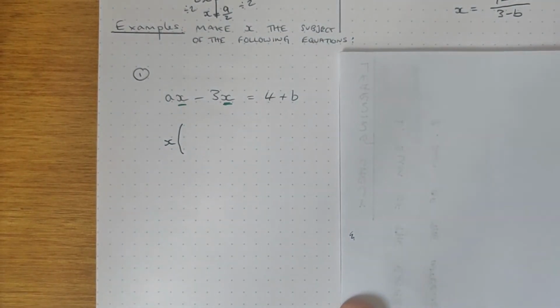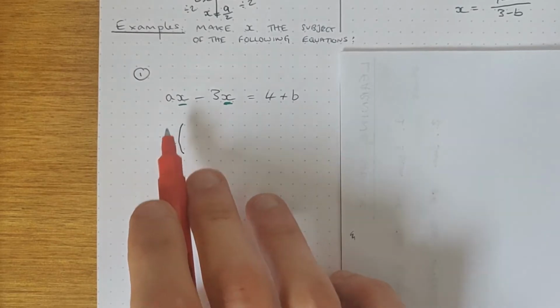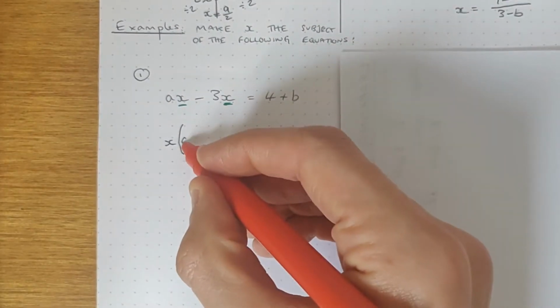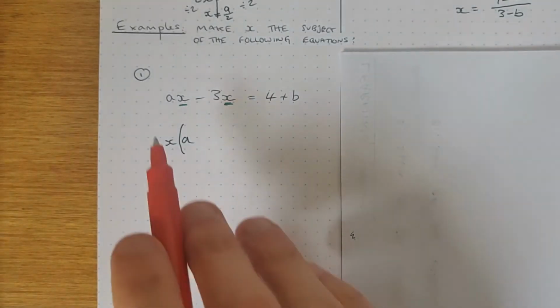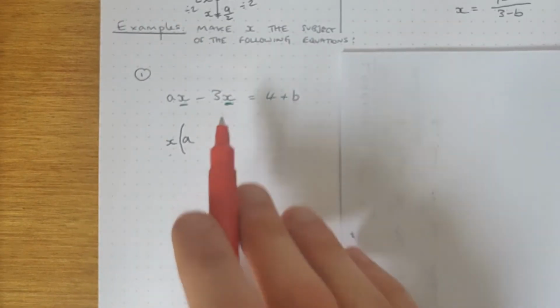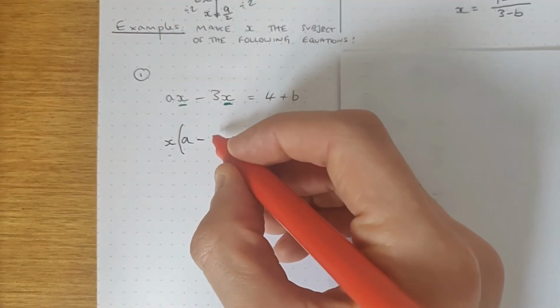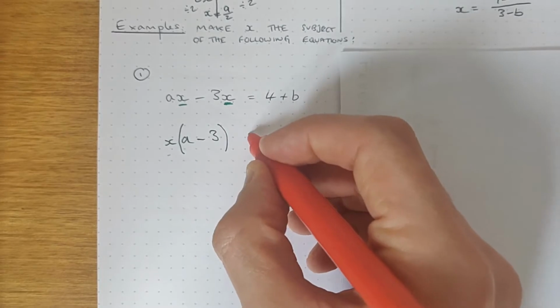I then need to ask myself, what do I multiply to get each of the terms now? What do I multiply by x to get ax? And I know it's a. What do I multiply by x to get this negative 3x, or take away 3x? It needs to be take away 3.